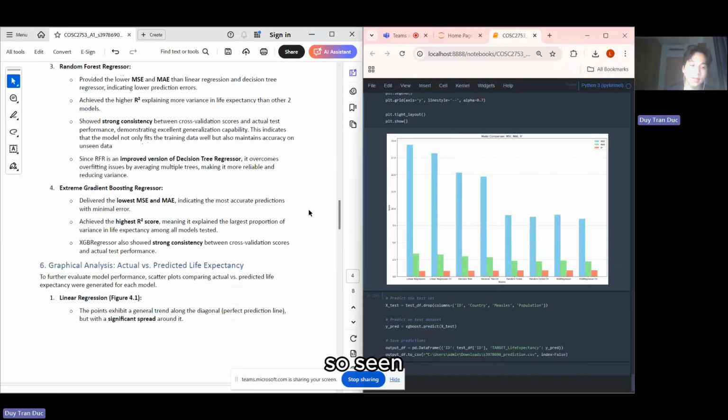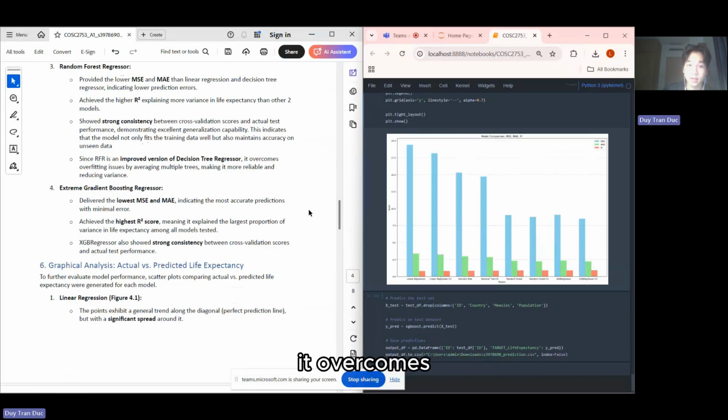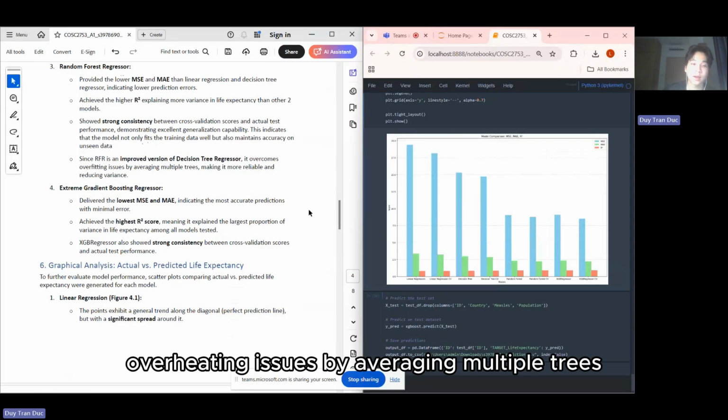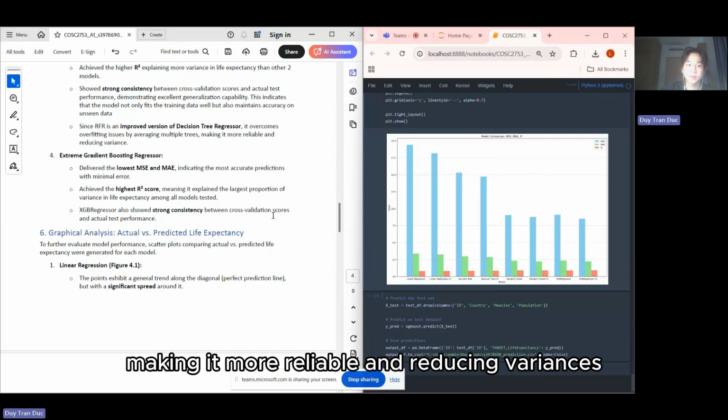So, the random forest regressor is like an improved version of the decision tree regressor. It overcomes overfitting issues by averaging multiple trees, making it more reliable and reducing variance.